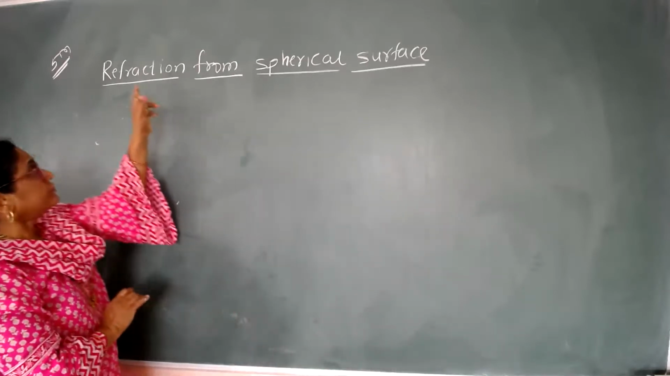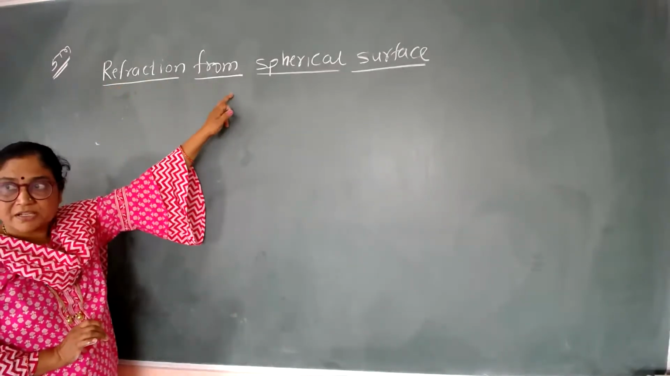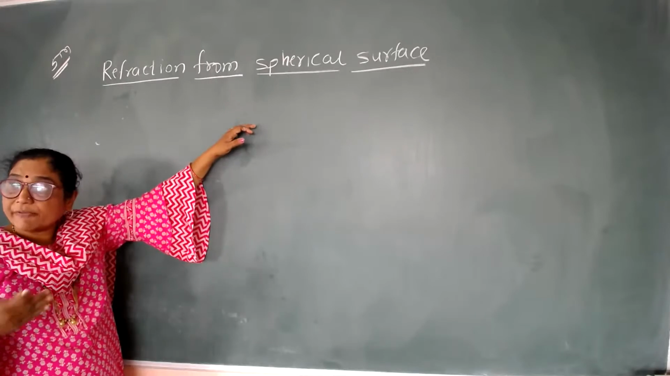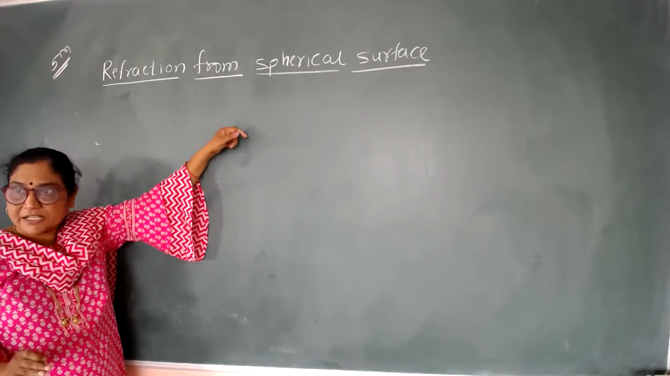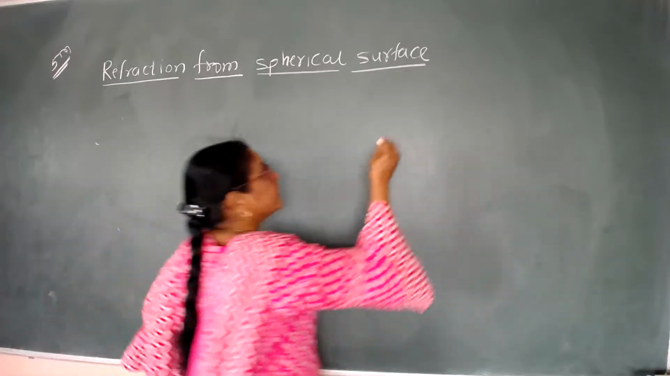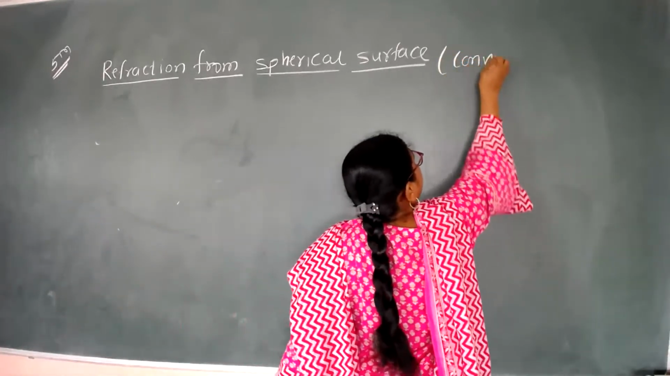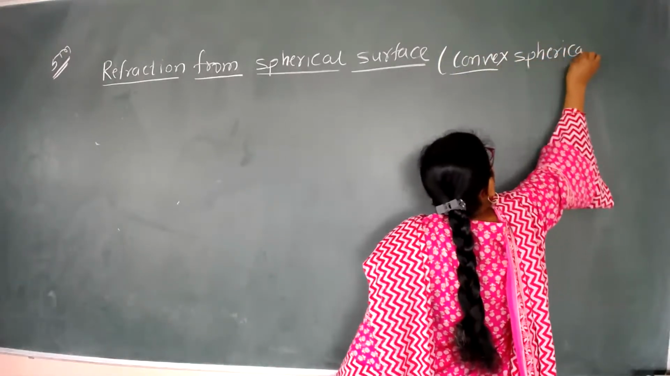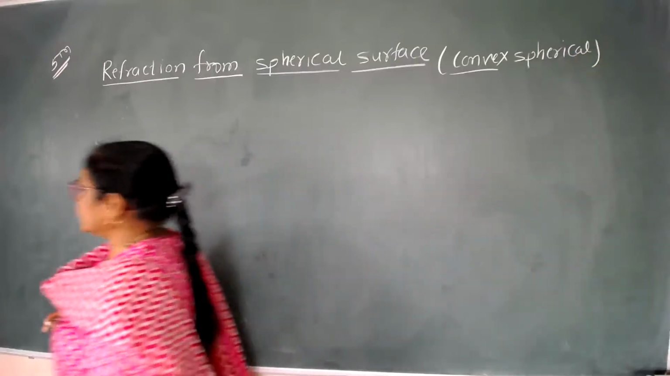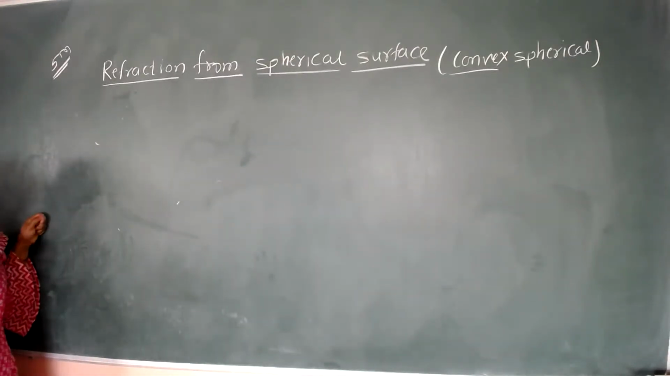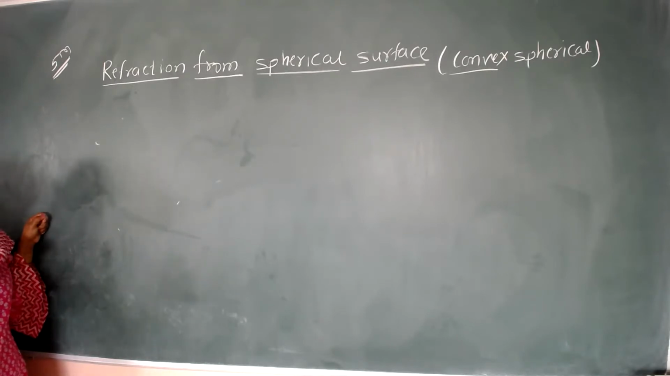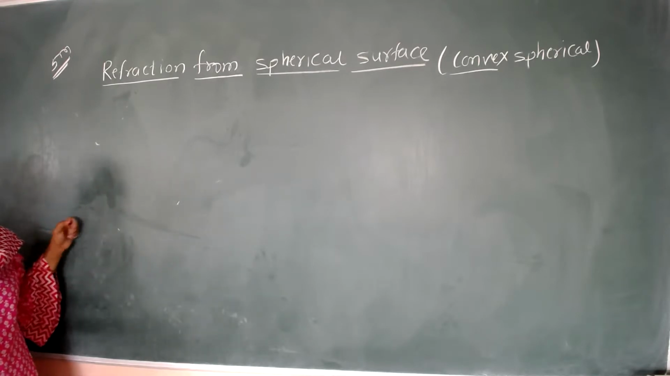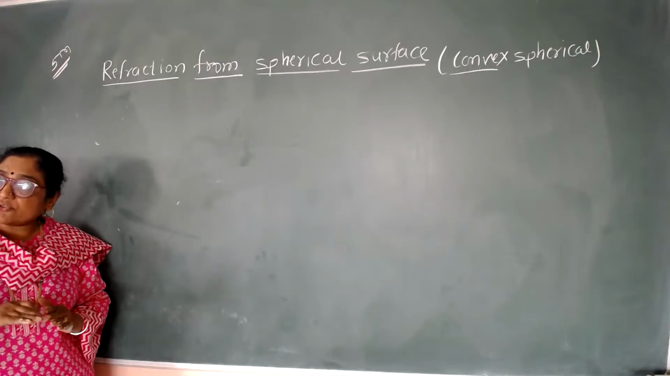So here, refraction from the spherical surface. To study this, we consider the convex spherical surface. So consider a convex spherical surface. A convex spherical surface is that which is convex towards the rarer medium and concave towards the denser medium.